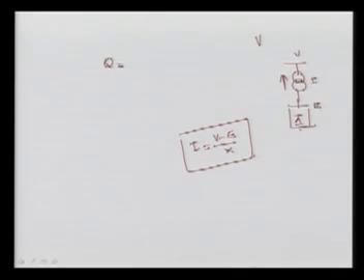So they will be providing reactive power to the system when this voltage V is less than V naught. That is called positive generation.